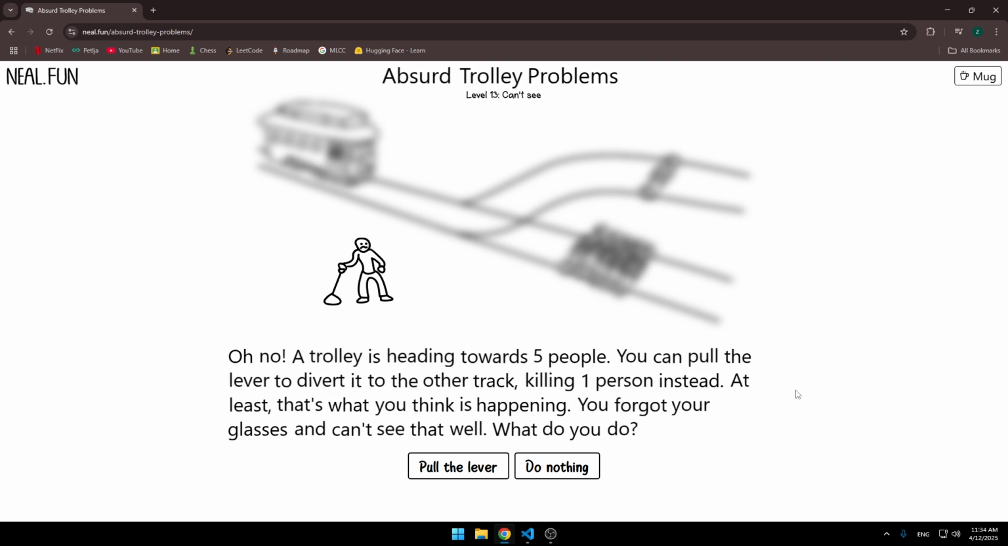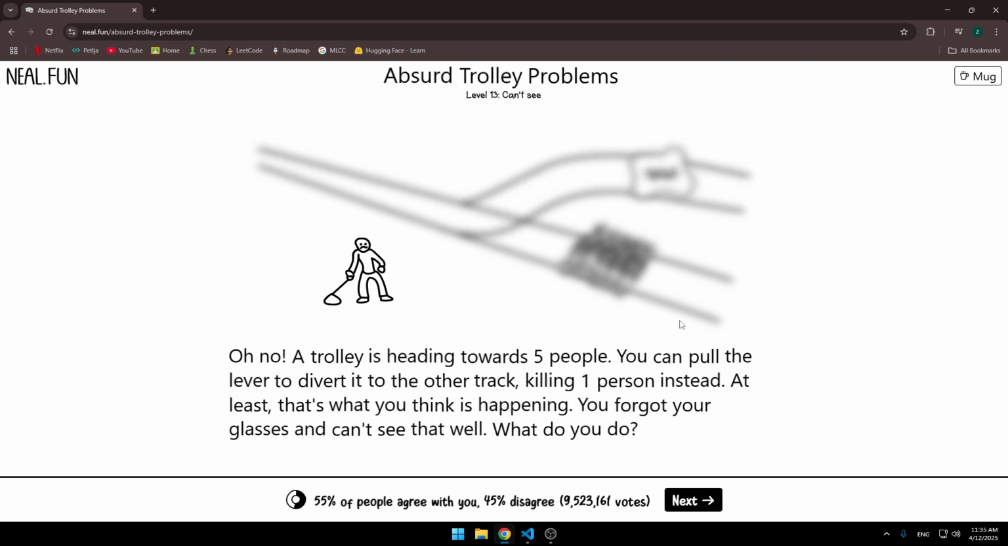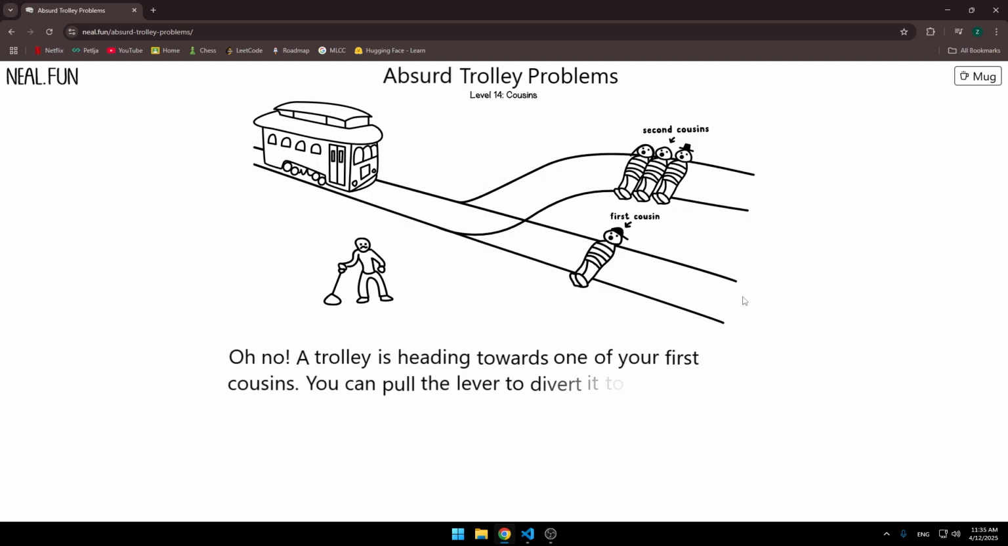Pull the lever. Uncertainty demands erring on the side of potentially minimizing harm. Better to risk saving most people than guarantee killing 5 with no visual confirmation. Okay, it pulls the lever. Smart. Let's see. The 1 person is dead. And again, most people agree, so it's back to the popular opinions now. Let's go to the next one.